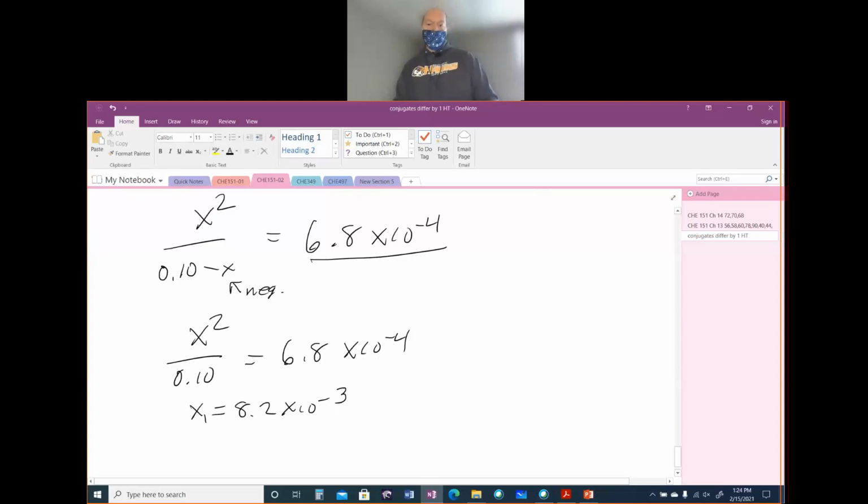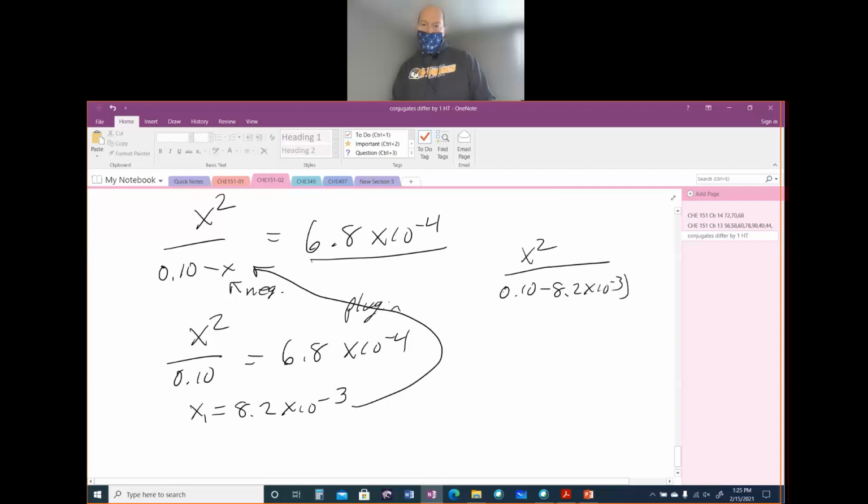All right, so now you have to check that. So you plug it in. Now you've got x squared over 0.10 minus 8.2 times 10 to the minus 3 is equal to 6.8 times 10 to the minus 4. You subtract those, multiply both sides by that, and then take the square root. X1 is always going to be the highest number you get, and X2 is always going to be the lowest: 7.9 times 10 to the minus 3.